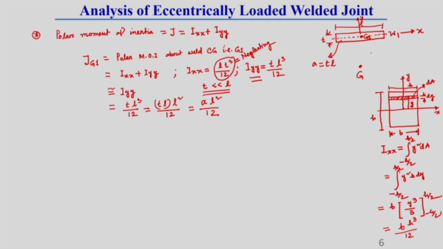Now, we are interested to find out the moment of inertia of each weld with respect to the overall G. To find the polar moment of inertia about this G, what do we have to use? We have to use the parallel axis theorem. So now we will find out the polar moment of inertia about the overall CG of welds, that is G, which I am representing as JG.